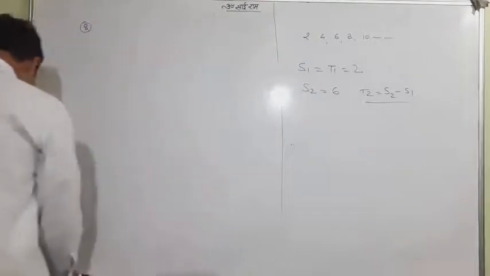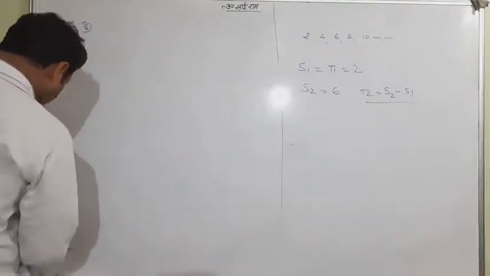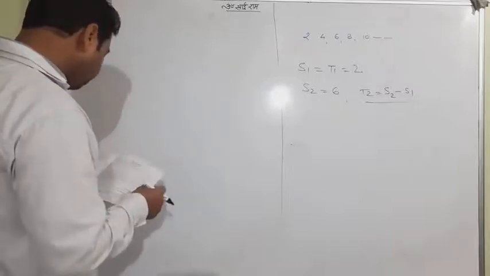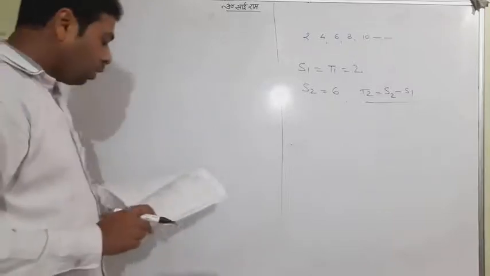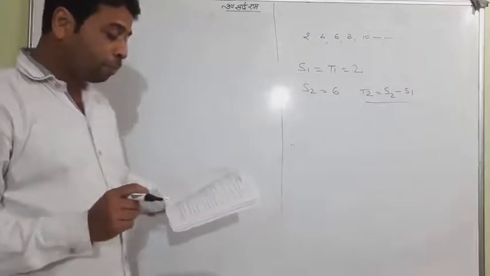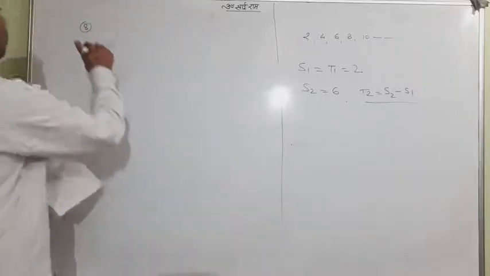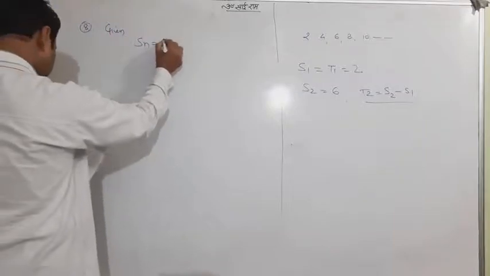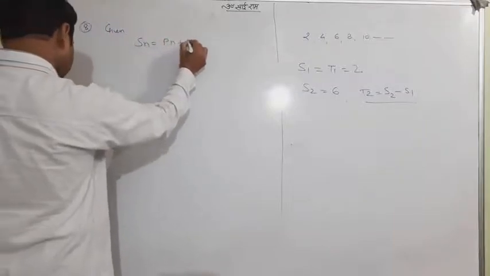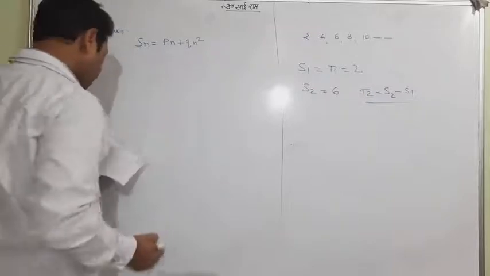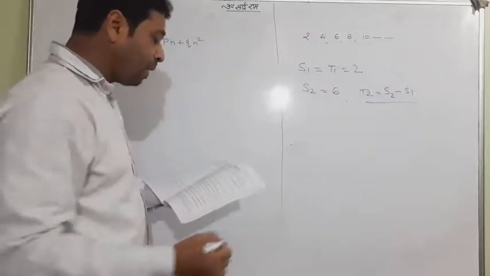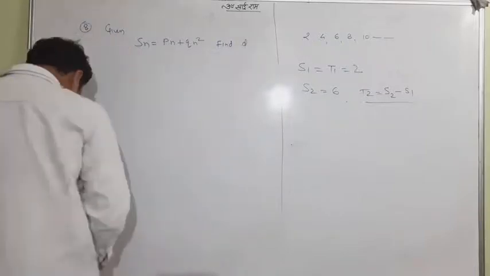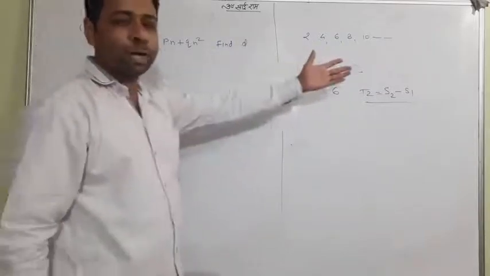So what does the question say? I want to read from the book and write on a copy, guys. Can you see? This is question number 8. If the sum of n terms of an AP is Pn plus Qn square, given that Sn equals Pn plus Qn square, where P and Q are constants, find the common difference. I don't think that's a trouble. I have already taught you the same method.